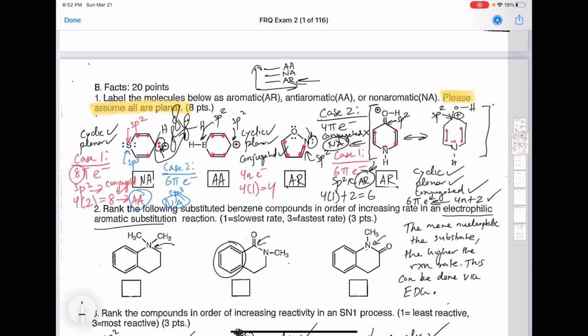Electron withdrawing groups do the opposite of electron donating groups. They withdraw electron density from the pi system, and that causes the ring to be deactivated. And when the ring is more deactivated, that decreases the rate of reaction in an EAS reaction. Now, the opposite trend occurs in an NAS, or nucleophilic aromatic substitution reaction, but we'll get to that later.